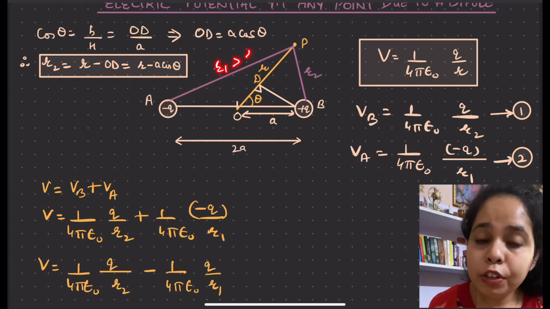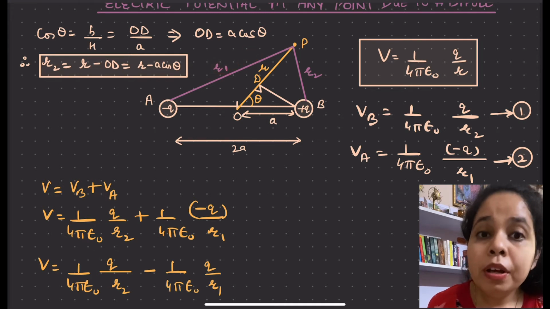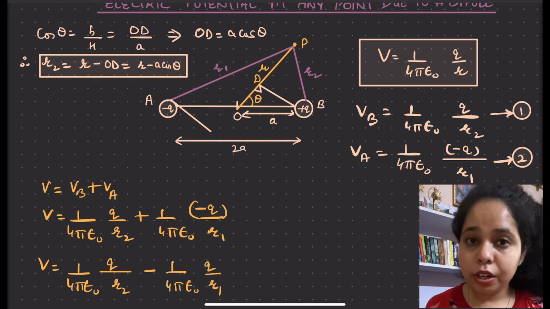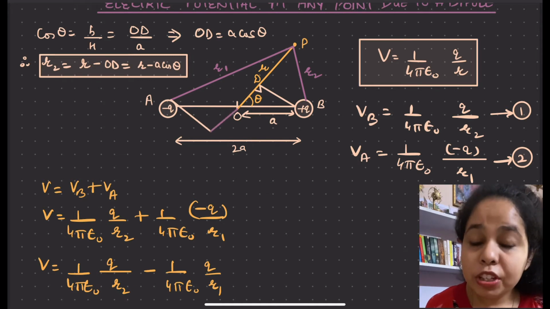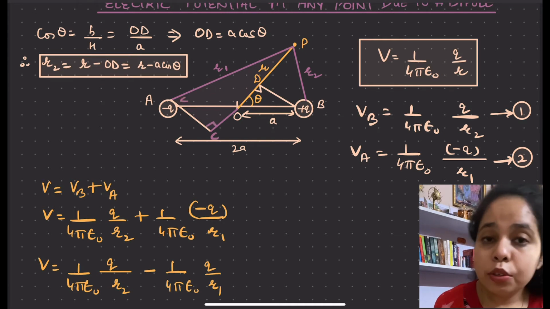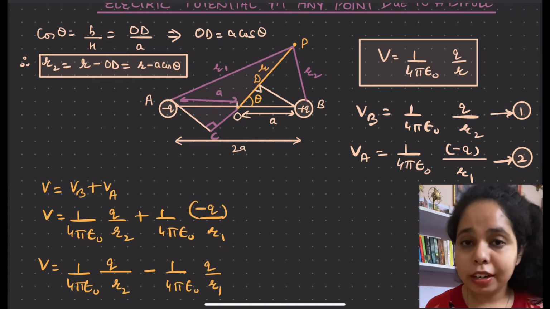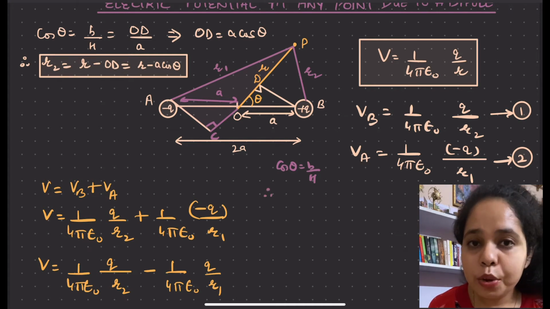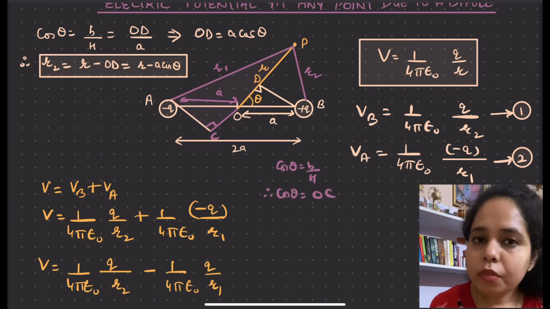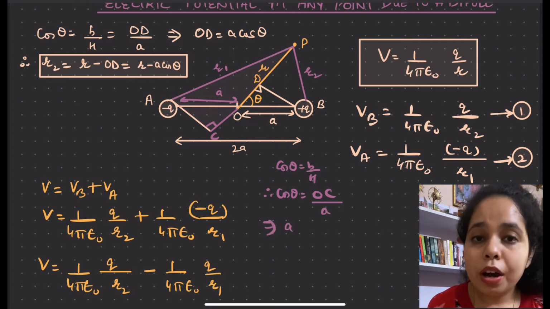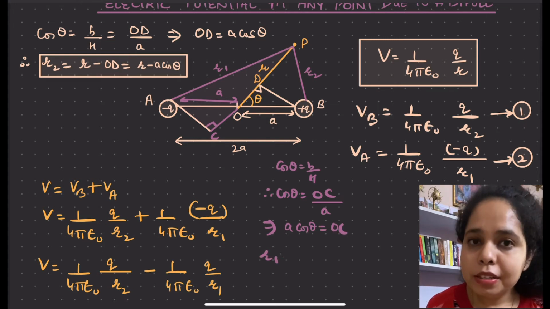That means if we drop the perpendicular from a point on the OP extended line such that this perpendicular lies at point C, which is on the extended line of OP, then taking the cos theta trigonometric function, we will find that cos theta is equal to base upon hypotenuse, that is cos theta is equal to OC upon small a. And now we have r1 is equal to r plus OC, therefore r1 is equal to r plus a cos theta.